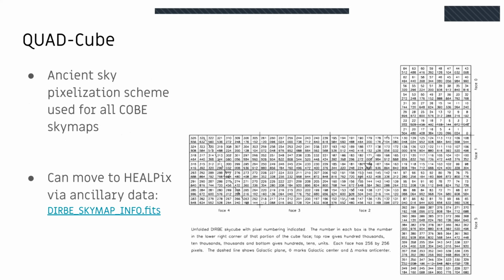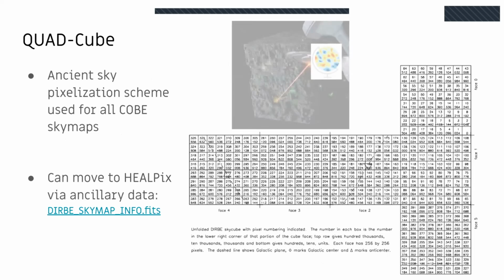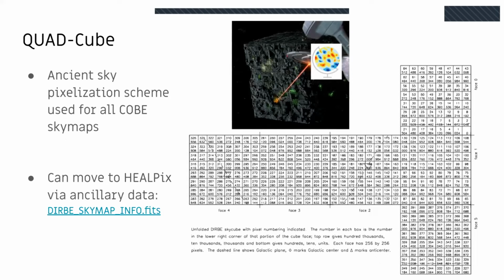So the quad cube is something some people are probably familiar with. It's essentially just a way to represent pixelization on the sky from a 6-face cube, as you can see on the right. We are able to assimilate this into the Cosmoglobe framework by using some ancillary data that's available on Lambda itself, which allows us to put these quad cube pixels into galactic lon lat, and then we can move that to HEALPix pixels.